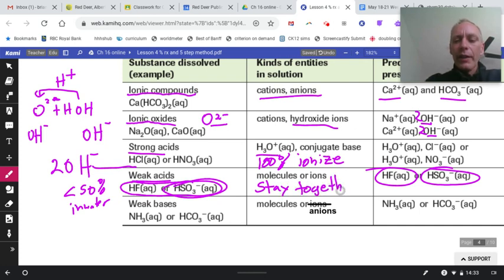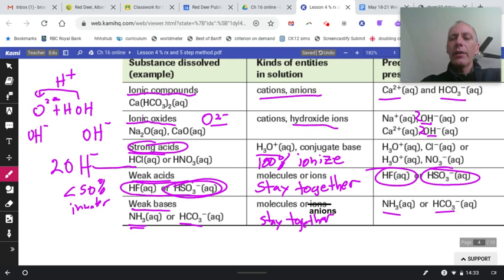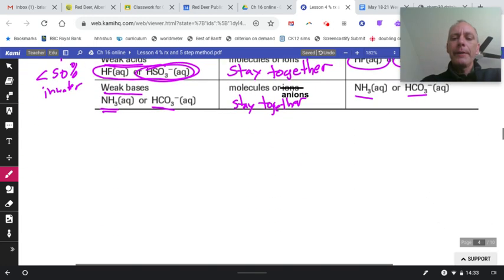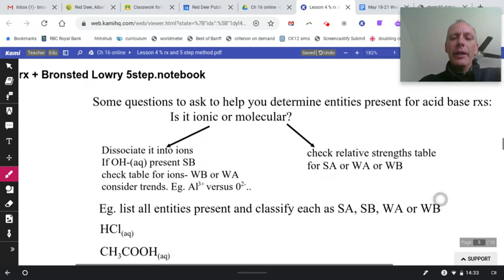They stay together. And you saw that in some of those percent reactions. They were like 3%, 4%, 5% ionized. So the major entity, or the most common entity, is the molecule, and the same thing with weak bases. They stay together. Whatever you start with is what you finish with. So NH3 is NH3, HCO3 minus is HCO3 minus. So weak stay together, strong ionize 100%, and ionic compounds dissociate into their ions. So those are the rules for the 5-step method. All right, let's practice it.